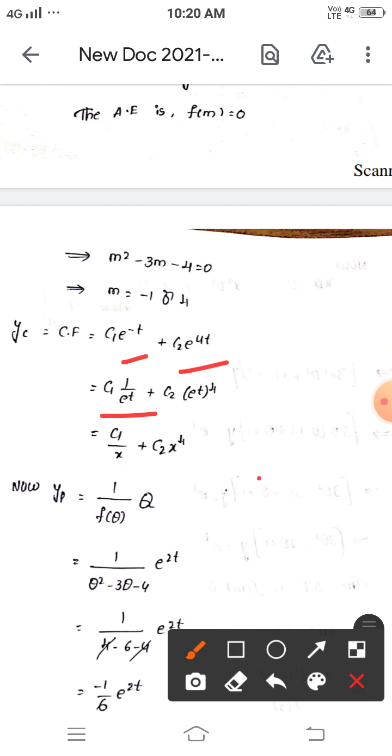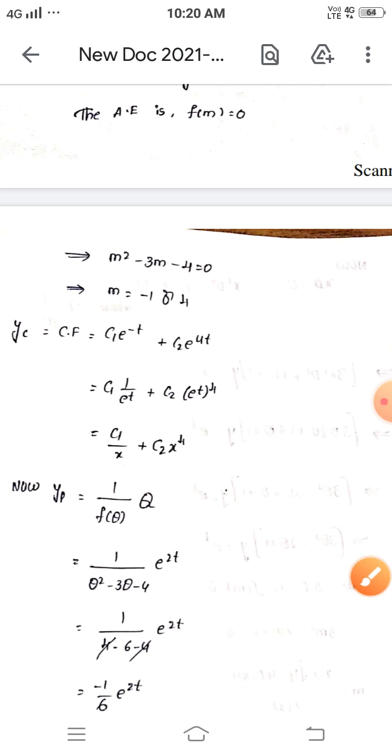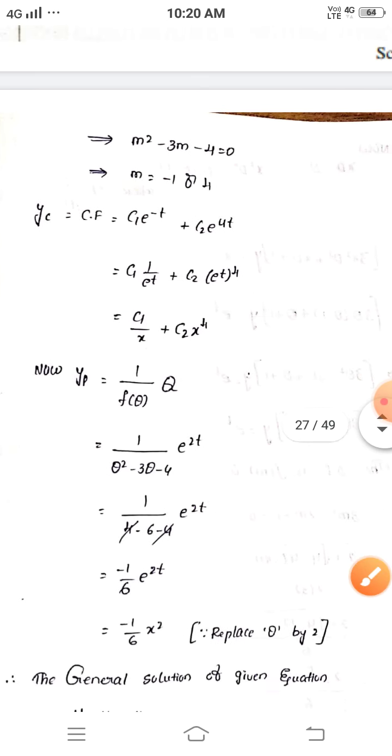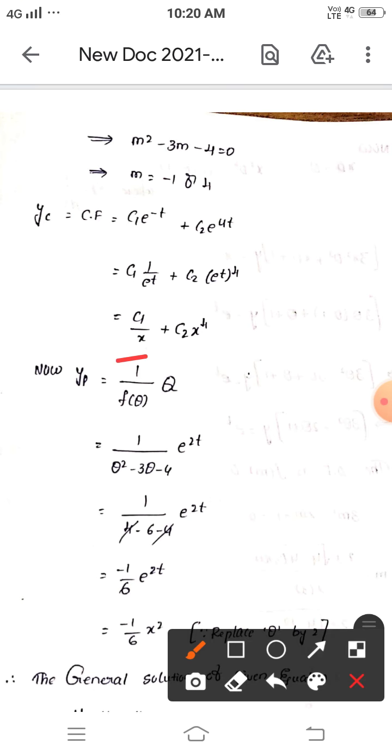After that we have to replace e power t as x, as we initially considered in the method. So if you replace e power t as x, we have c1 by x, since e power t is x, then we have c2 x power 4. So we now get the complementary function of the given Cauchy-Euler equation in the variable x.